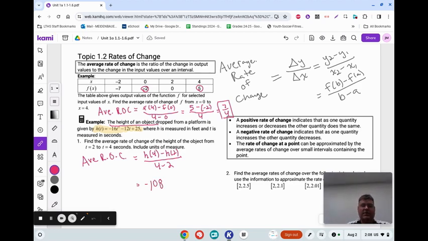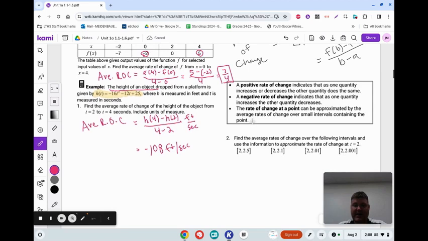-108. Now, I real quickly want to talk about the units. Technically, if I'm looking at the h values, that gives me height, which is feet. So the numerator is feet, and the denominator is the t values, which is seconds. So the average rate of change is going to be feet per second. Okay. That's it. It's going to take a lot of practice for you to understand how to do rate of change on the calculator. And don't worry, we have a lot more practice coming up right here.